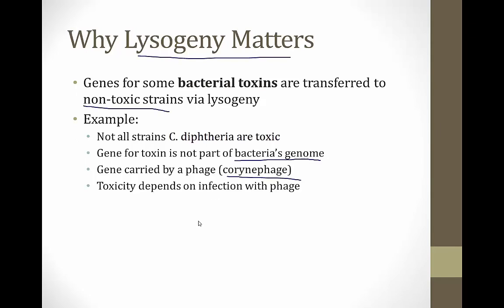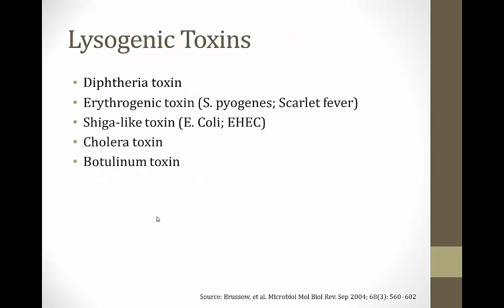and then the diphtheria bacteria cell will become toxic. And I've listed on this slide here some of the toxins that are imparted by viruses to bacteria via lysogeny. So diphtheria toxin is one of the best examples. Also erythrogenic toxin of Strep pyogenes, which causes scarlet fever. The Shiga-like toxin of E. coli, also cholera toxin, and botulinum toxin.